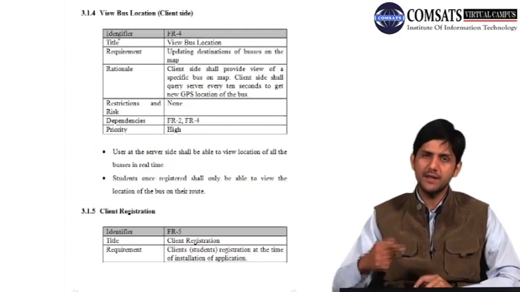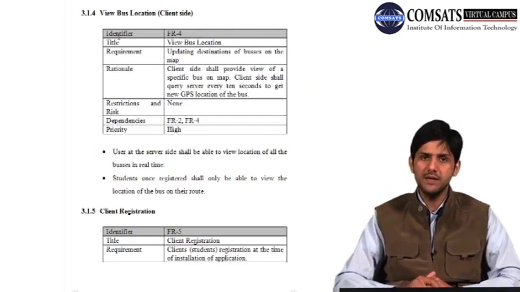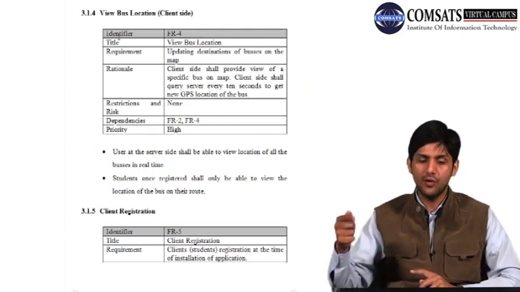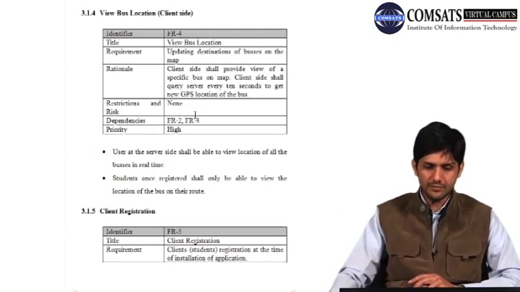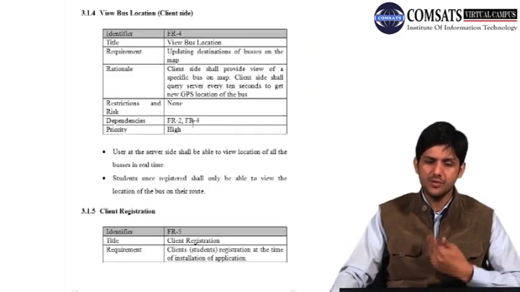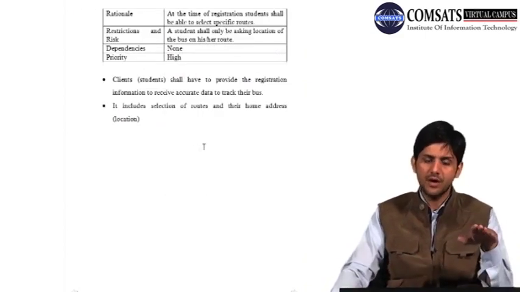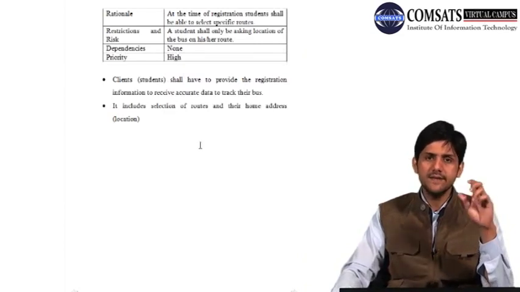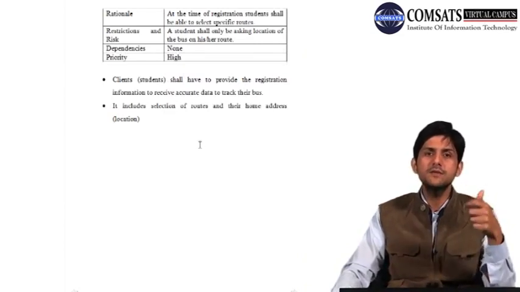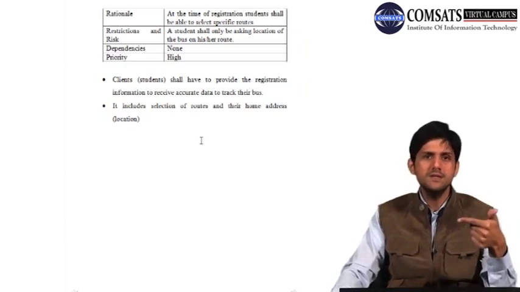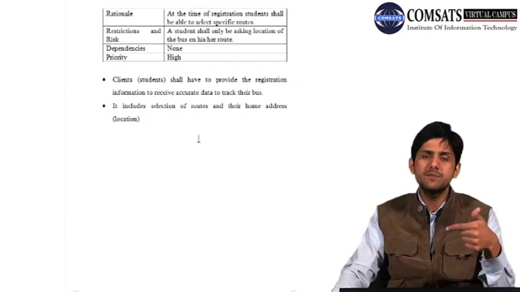This also has a dependency on some of the previous requirements. For example, it is dependent on functional requirement 2, which was the location of all the buses, and the priority of this requirement is also high. So these are some of the functional requirements, and you can see that, as I said, there are different ways of expressing requirements. In this case, we chose a tabular form where we wanted to express certain things.